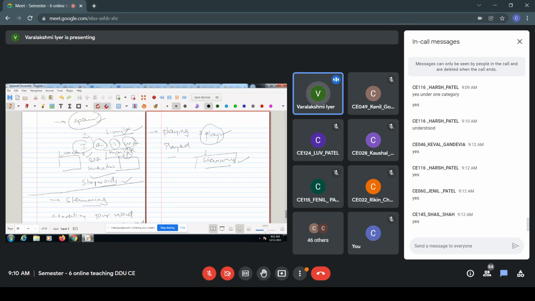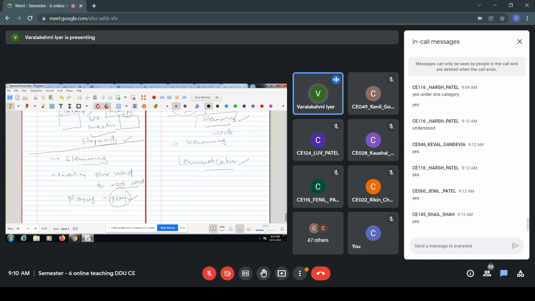Okay, so there are two types. First is stemming. What does stemming do? Stemming will possibly just remove the prefix part. Then there is lemmatization, and you can also try various lemmatizers. Here we have loaded only the stemmer, but you can also load a lemmatizer. You can check which library contains a lemmatizer, and then you can perform the lemmatization.